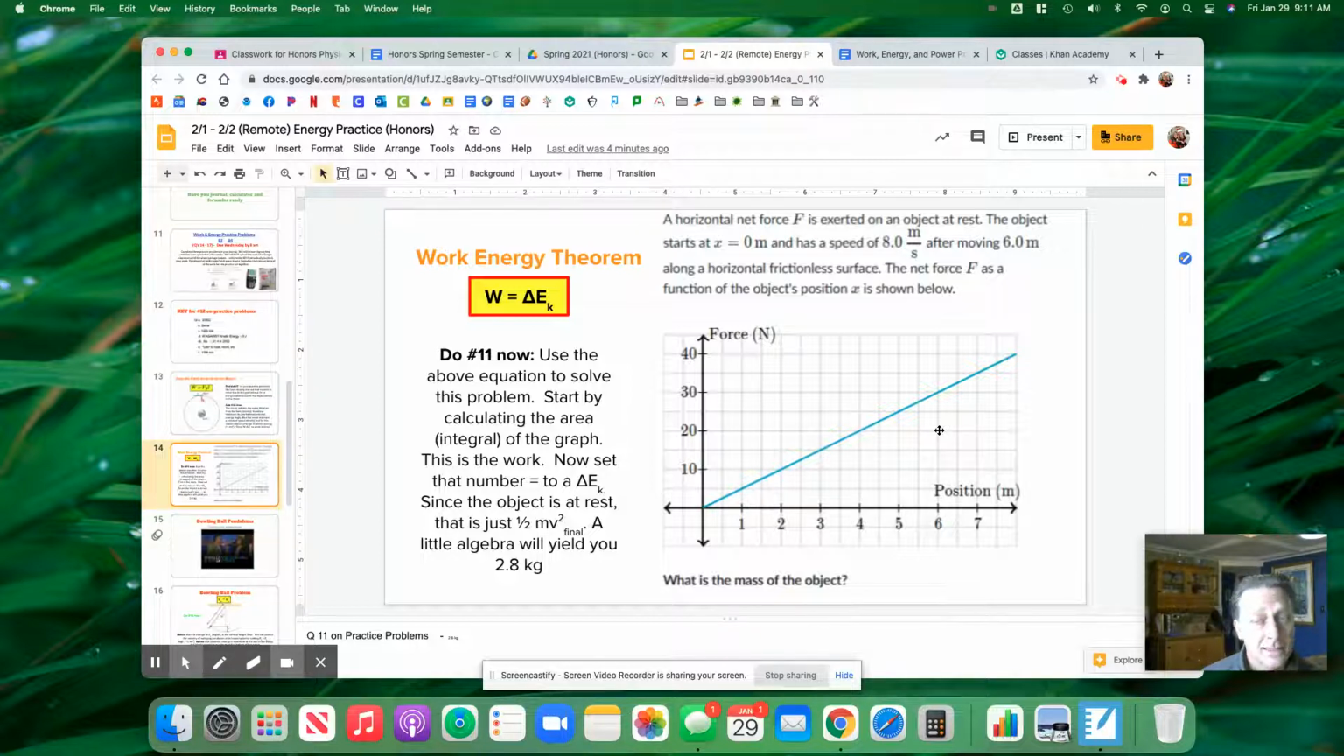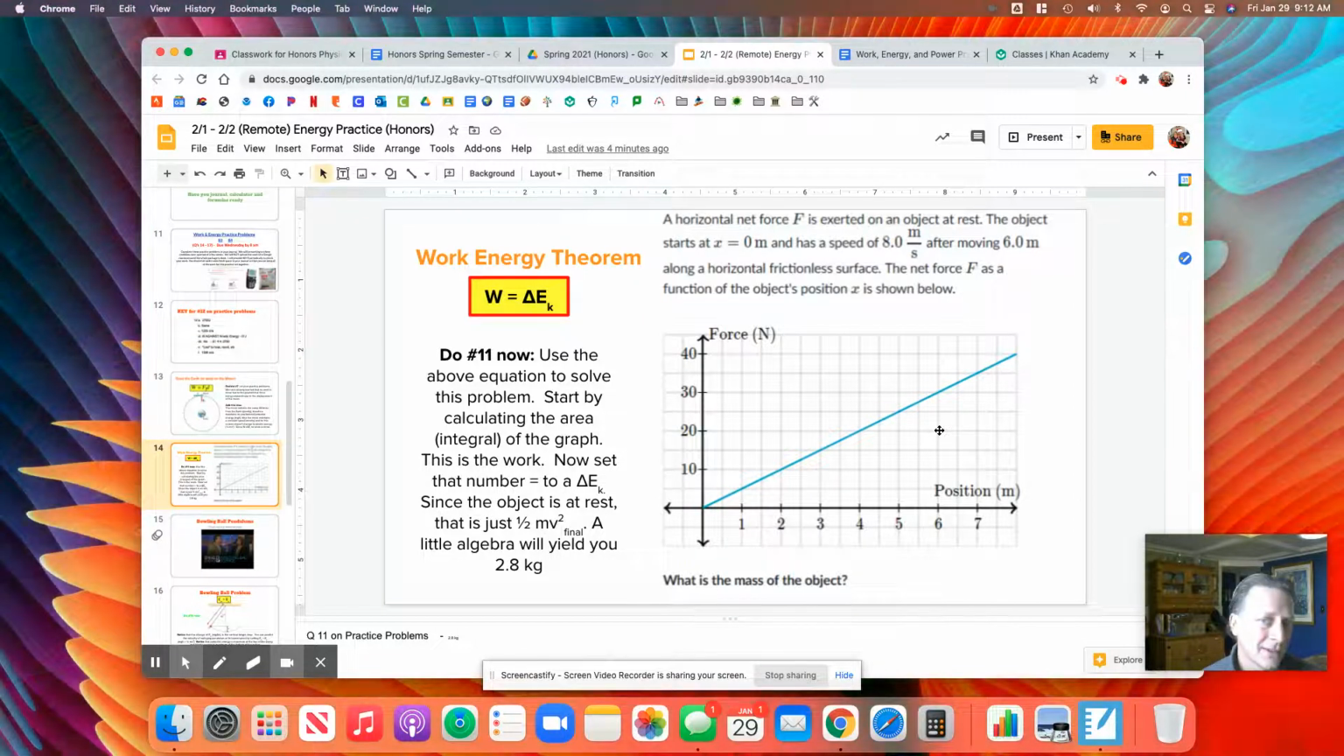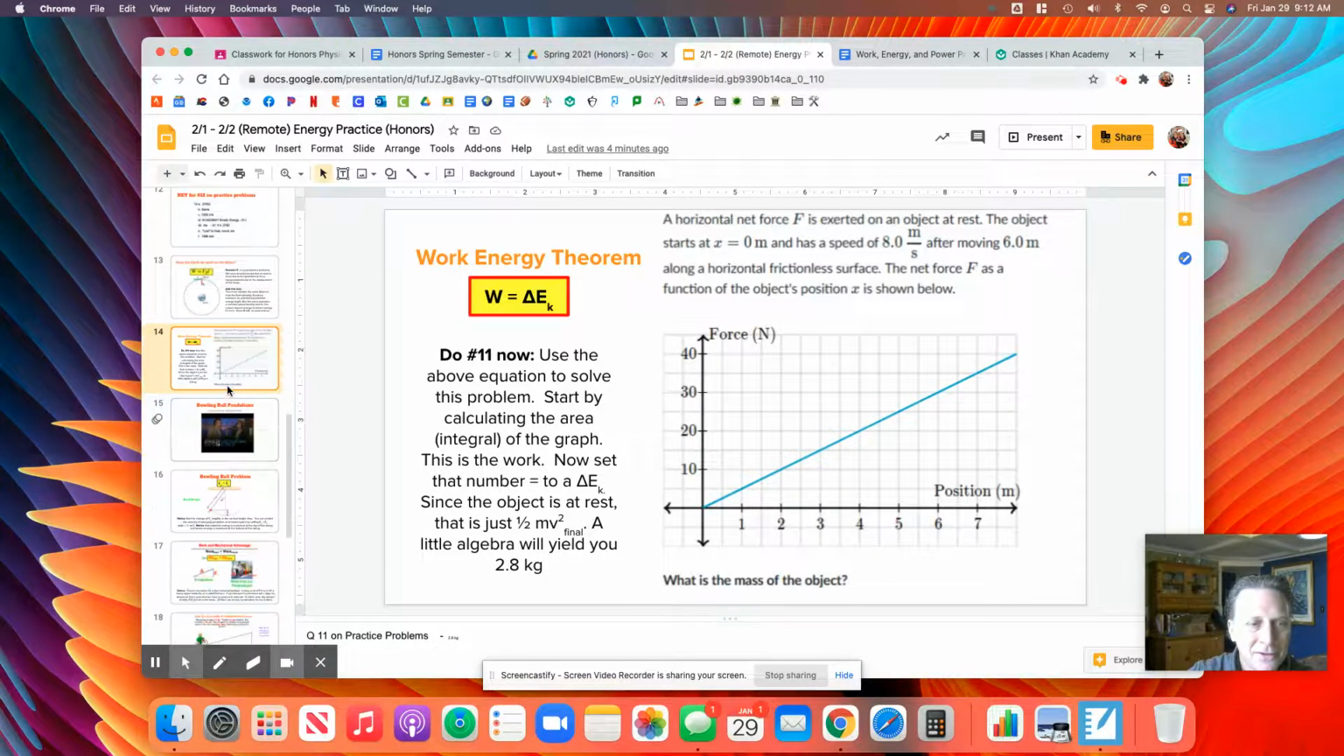In this case, the change of kinetic energy says that it started at 0. So it's really just looking at the final kinetic energy of 1/2 mv squared. So you just sort it out, and you say the integral of the graph is equal to 1/2 mv squared. Then you sort out the unit you're looking for, in this case mass, by manipulating the rest. Okay. You should get 2.8 kilograms for that answer.